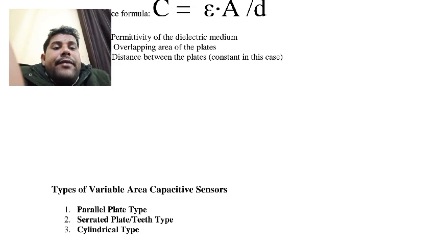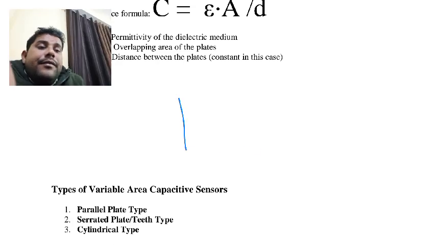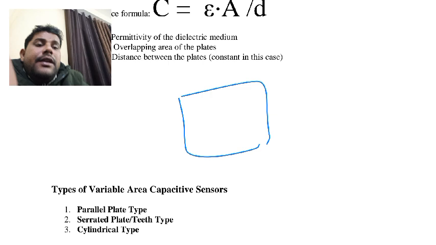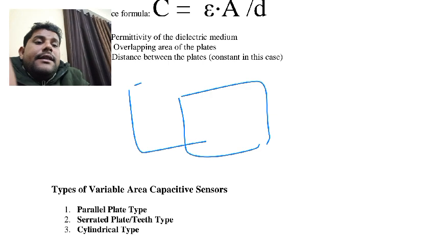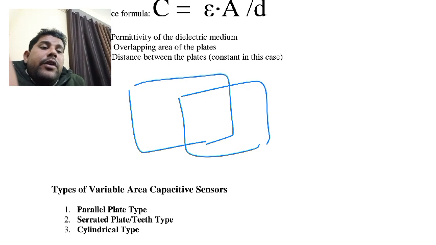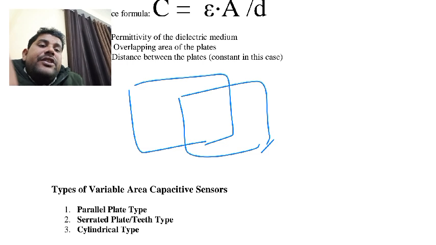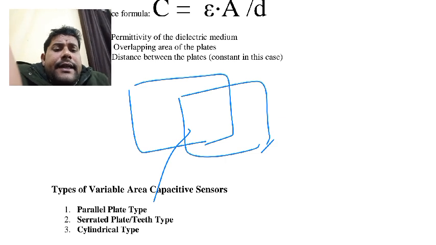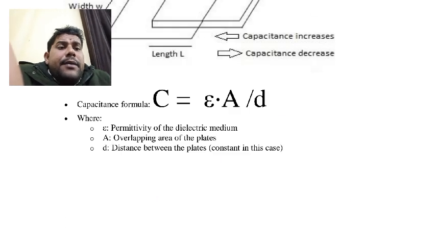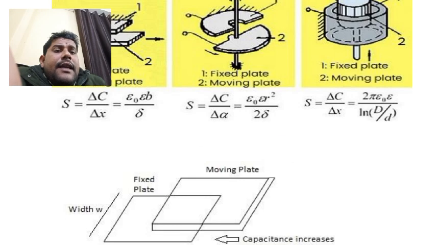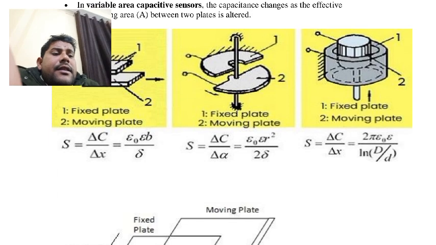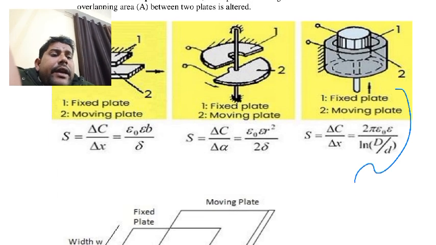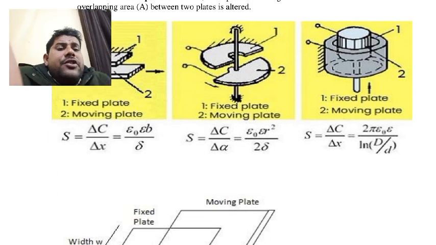So the parallel plate type, we can see this is the parallel plate type. This one is fixed, and another plate moves like this. We are moving plate 1 and 2, so the overlapping area can be changed in this way. So this is the parallel plate. A teeth plate we have seen just above this. This is the type of teeth plates where area is changing according to capacitance change.